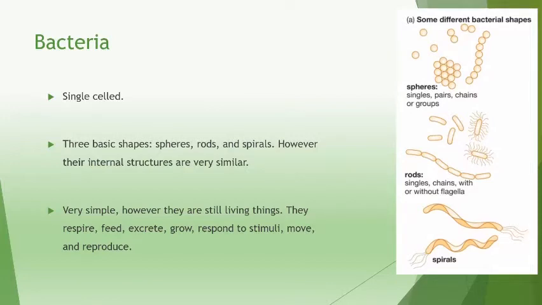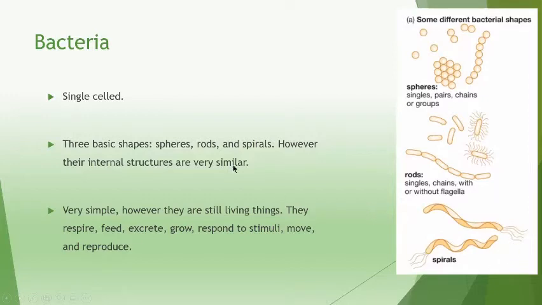And they have three basic shapes. Spheres, which you can see here. They're either singles, pairs, chains, or groups. And they can be rods, which can be singles as well with their little flagella, and chains, or just single without flagella. And they can be spirals, which you can see here.